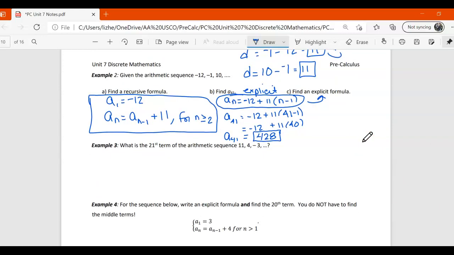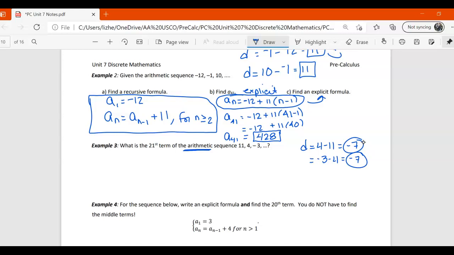What is the 21st term of the arithmetic sequence 11, 4, negative 3, etc.? So, of course, the first thing you need to do is find your D value. So D is going to be 4 minus 11, which is a negative 7. Or you could do negative 3 minus 4, which is a negative 7. But either way you do it, you get D as negative 7.